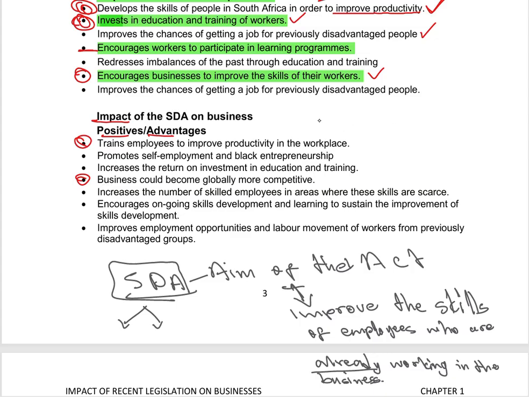All right. So let's take this one also. Who doesn't know TB? We all know TB, right? Tuberculosis. All right. So the first one, they are saying train employees to improve productivity in the workplace.